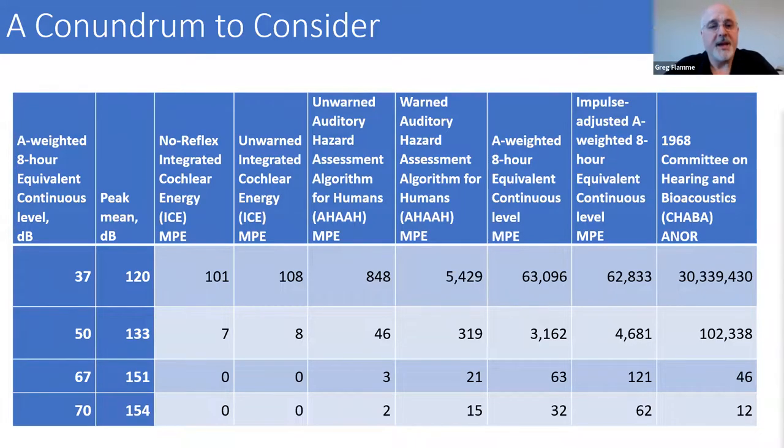One of the challenges that we have in this area is that these rules do not necessarily agree with respect to the allowable number of rounds or the maximum permissible exposures. Those are the ANOR and MPE values in this table. Throwing it out as an example, if you take a look at the 85 dB A-weighted 8-hour equivalent continuous level, peak is somewhere on the order of 133. And for the ICE model under one version of it, that would allow you 7 rounds or 7 exposures during the course of your day. If you go to the CHAVA way over on the right-hand side, that rule would tell you you could have 102,000 during the course of the day.